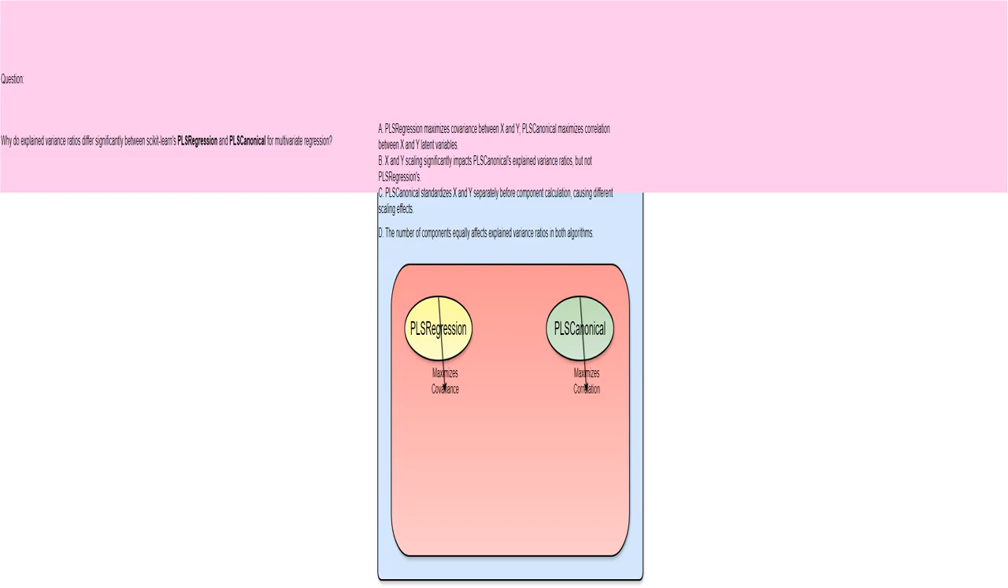I'm asking this because we're comparing two methods, PLS regression and PLSCanonical, both used in multivariate regression, which is predicting multiple variables at once. I noticed a big difference in how they explain the variance, which means how much of the variation in the data they can account for. I want to understand why this happens. Let's dive into the details.